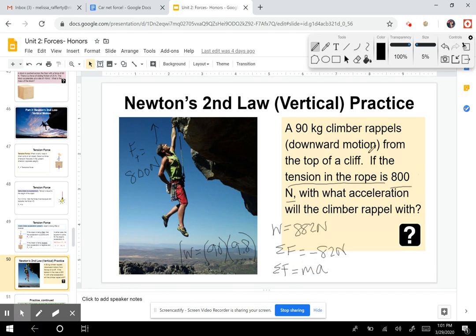So to find the acceleration, we divide net force by mass. So our net force was negative 82 divided by the mass, which is 90, which gives us negative 0.9 meters per second squared. Okay, so we know that he's accelerating downward, which makes sense because his weight is a larger force than tension.